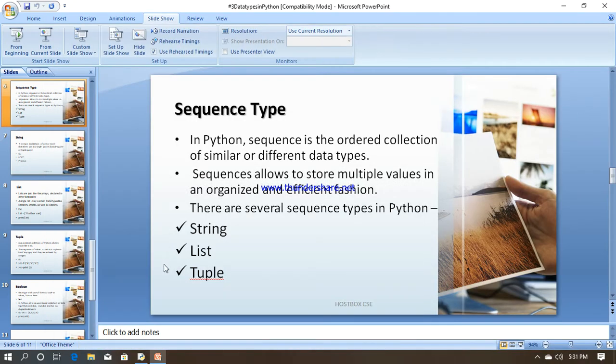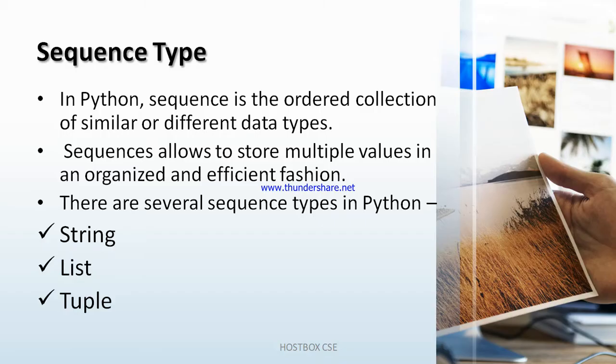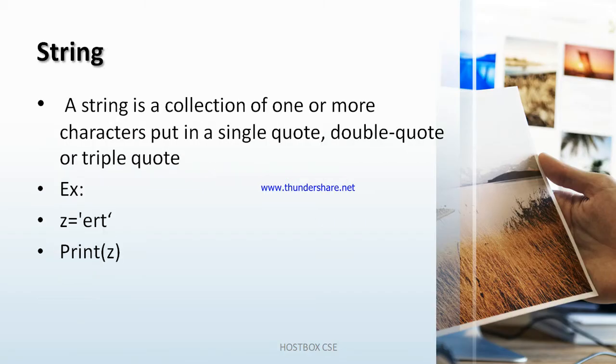It's so easy. That's why it has become the number one language in the world today. So sequence. The first one, the string. What is a string here? A string is a collection of one or more characters put in a single quote, double quote or triple quote. It's a major plus point of the Python language.